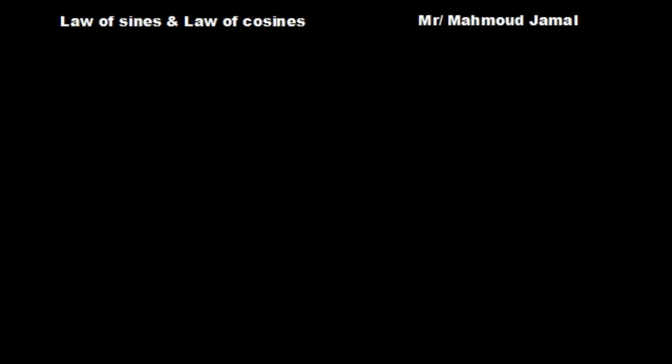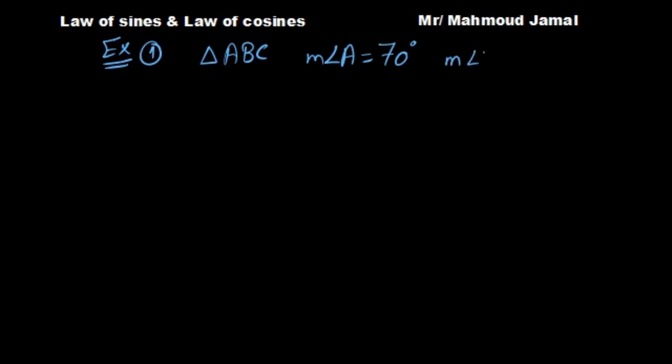We have triangle ABC. I will start with the first case, an angle and 2 sides. We know that measure A is equal to 70 degrees, a is 8 and b is 7. And I want to find the other 3 elements.